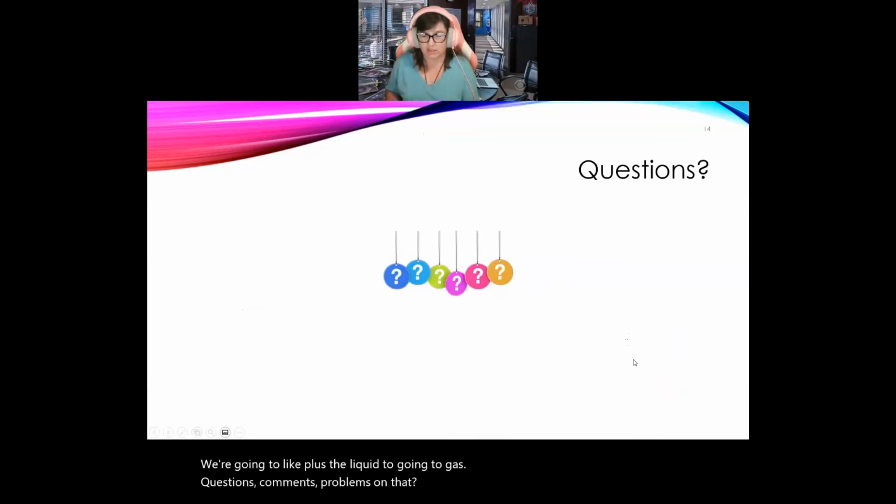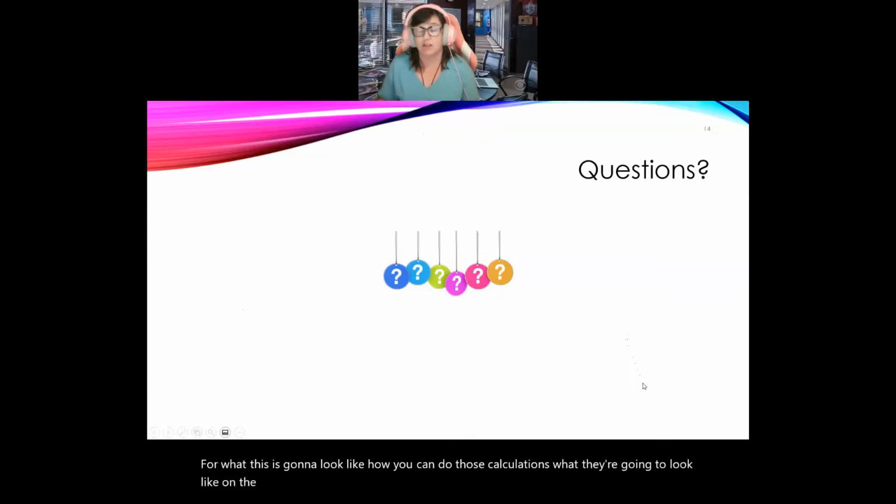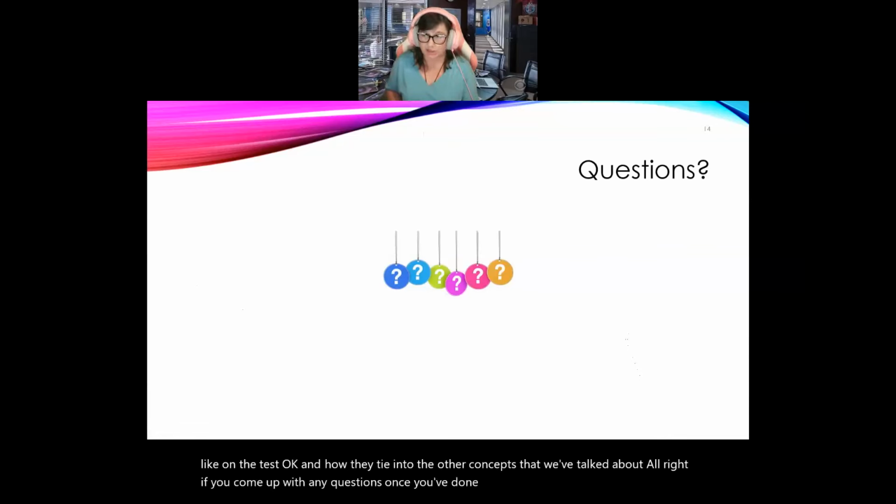You will get practice for what this is going to look like, how you can do those calculations, what they're going to look like on the test, and how they tie into the other concepts that we've talked about. If you come up with any questions once you've done that, please let me know. That's everything I've got for that particular topic.